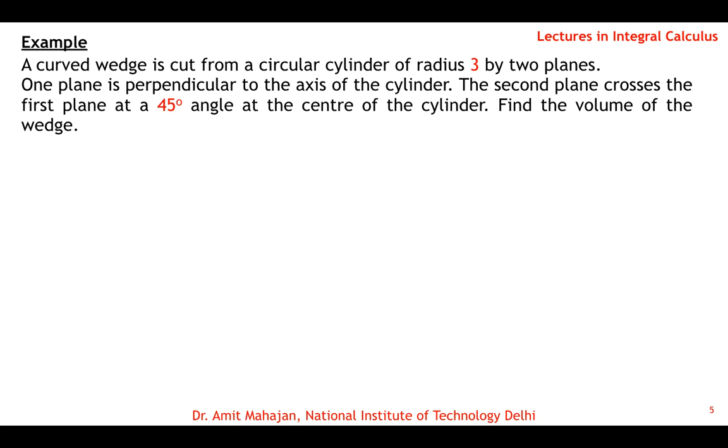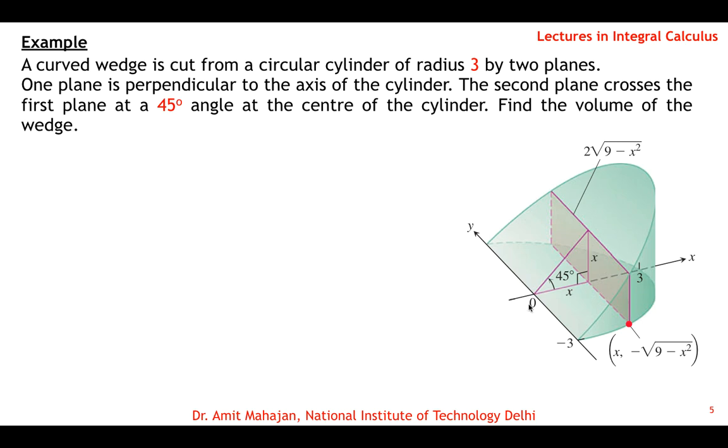Say, take one more example here. Say a curved wedge is cut from a circular cylinder of radius 3 by two planes. Okay, so these two planes are like this: one plane is perpendicular to the axis of the cylinder. The second plane crosses the first plane at a 45-degree angle at the center of the cylinder. Okay, so find the volume of the wedge.